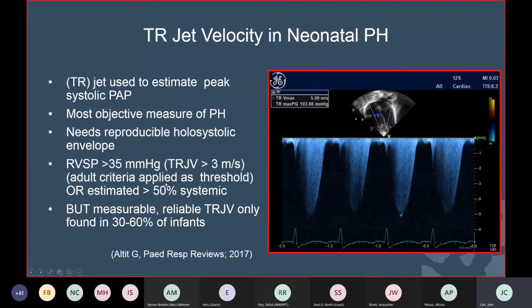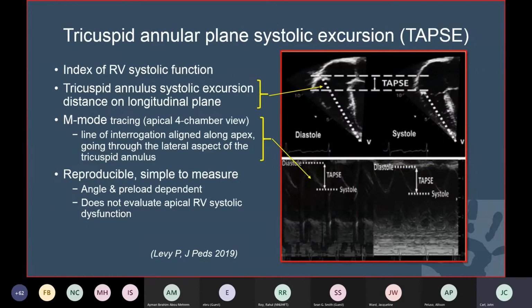But these are adult criteria. In pediatrics, often we'll talk about this as being more than 50% of systemic pressures. But the TR jet velocity is really only measurable routinely, or able to be found, in less than 2/3 of infants. So it's less helpful than one might think because of several of the issues mentioned previously. So there are other measures.